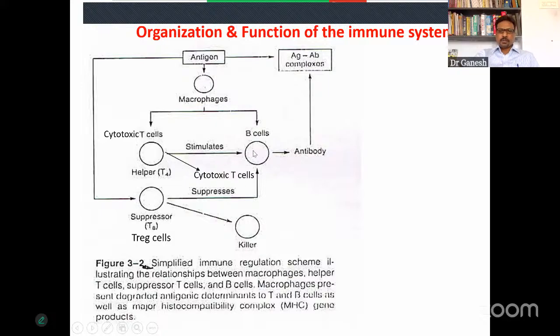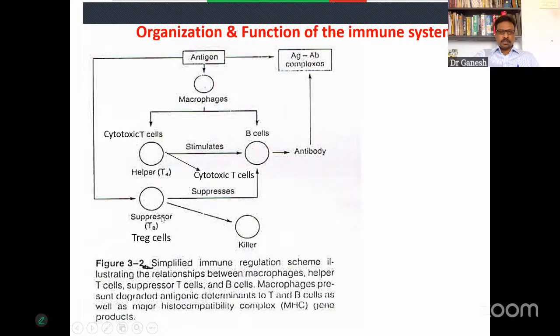So the B cells will produce the antibody, and this antibody-antigen complex is formed to nullify the action of the antigens. So this will also result in the subsiding of the effect of the infection by the antigens. Here there are also other types of cells called the suppressor T cells.